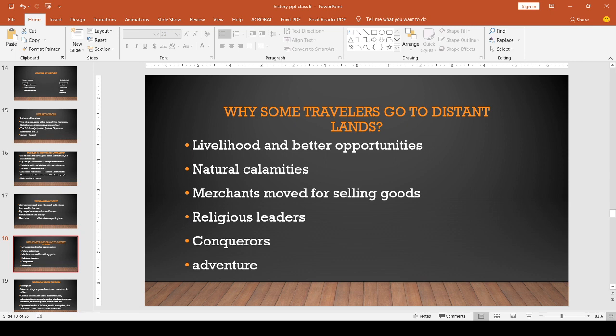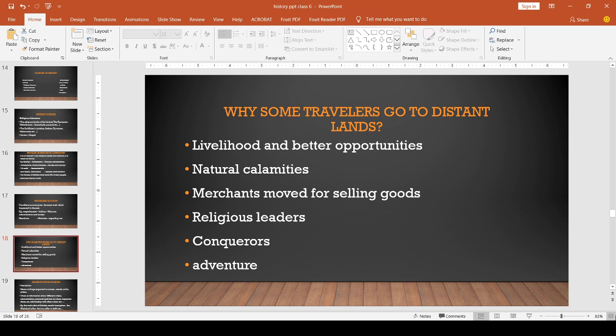For example, in ancient times, Ashoka sent some monks to spread Buddhism to other areas. So that is the religious leaders. They travel from one place to another for spreading that particular religious belief. And conquerors move from one place to another in order to acquire land. And some persons went to distant lands by the spirit of adventure. So these are the reasons why people move to another country or a distant land.